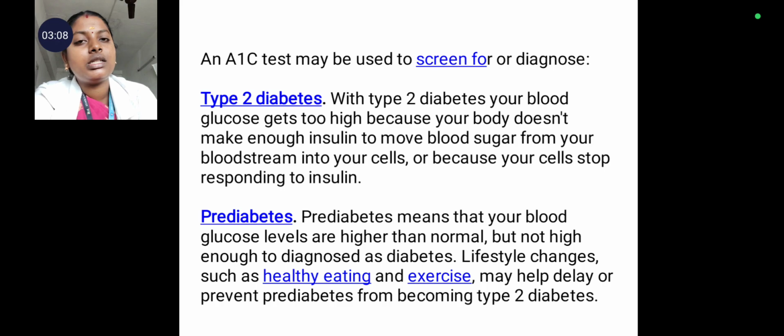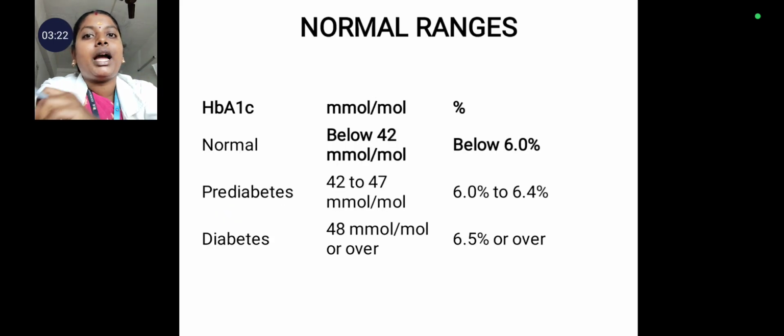Pre-diabetes is a condition that we can cure within 2 or 3 months by properly following exercise and a healthy nutritional intake. Coming to the HbA1c normal range, normal people have below 42 millimoles per mole, which is indicated as a percentage. Below 6% HbA1c is normal.